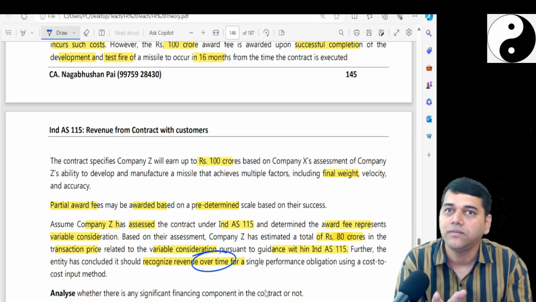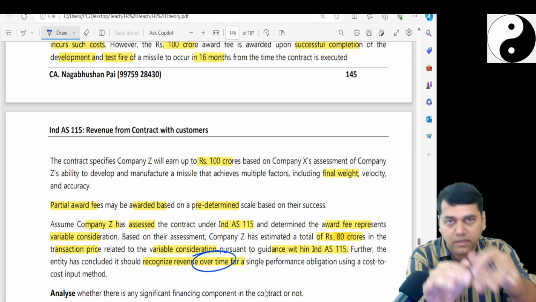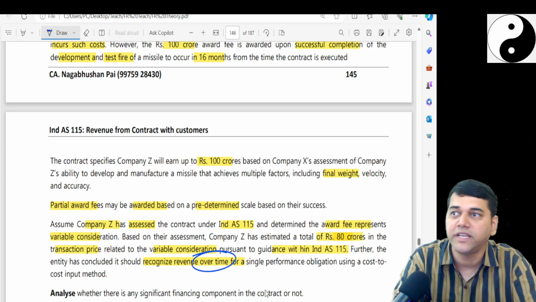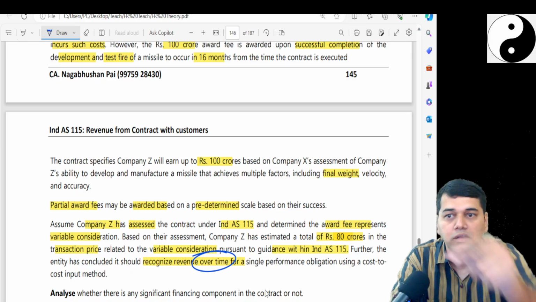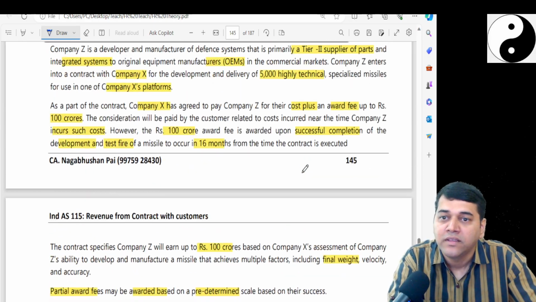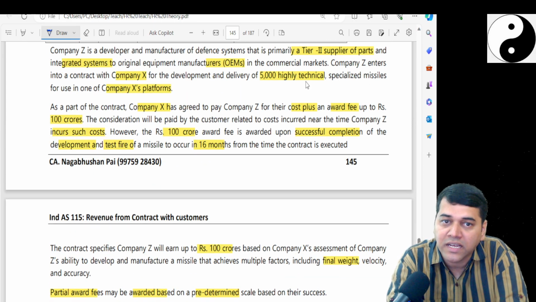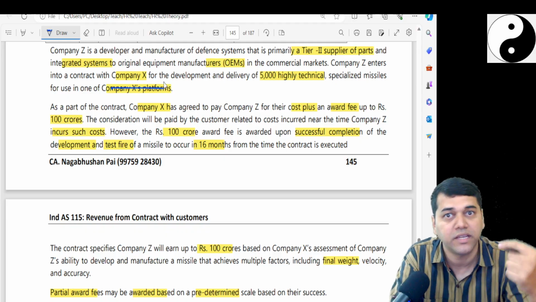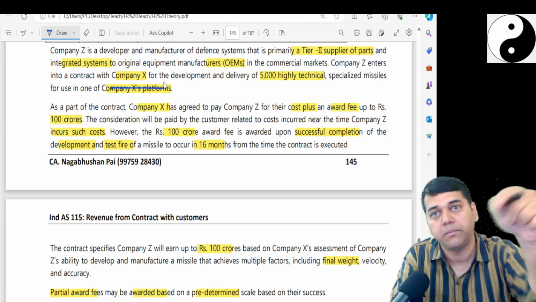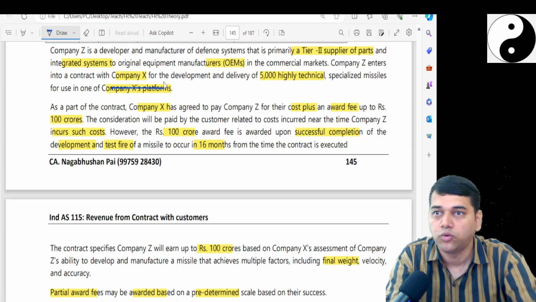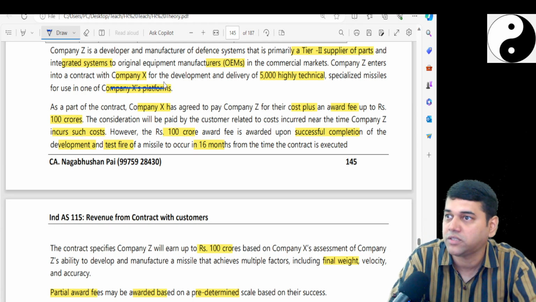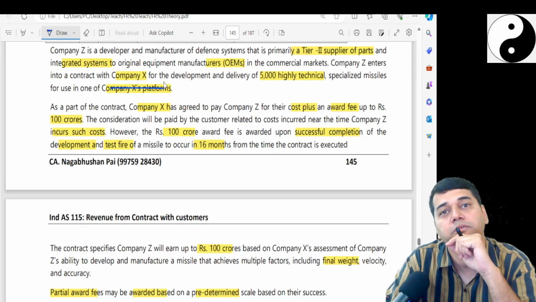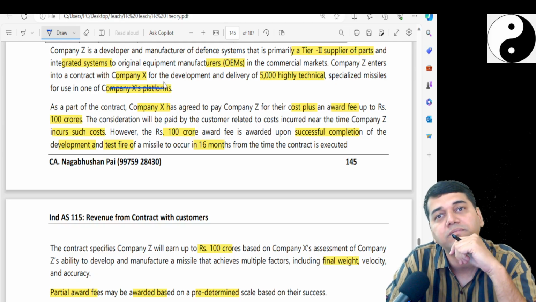Now, as and when the missile parts, like the bottom portion, are built, who is obtaining control over it? X. Because they said this missile has to be built on the X platform. Understand what implications there are. They may ask you to analyze. In the examination, they may twist this question and ask whether this performance obligation is satisfied over a period or at a point in time.